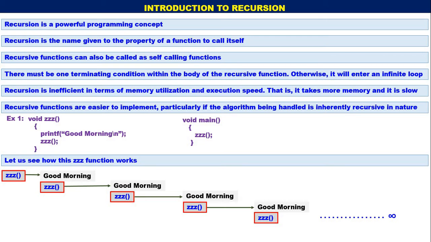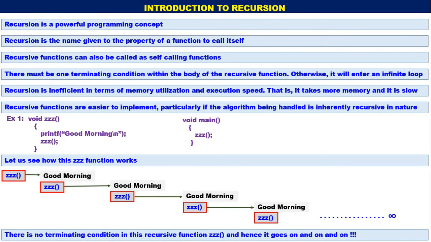This goes on infinitely. There is no end at all. Meaning we have entered an infinite loop. There is no terminating condition in this recursive function zzz, and hence it goes on into an infinite loop. Infinitely it goes on. Okay, this is example number 1.